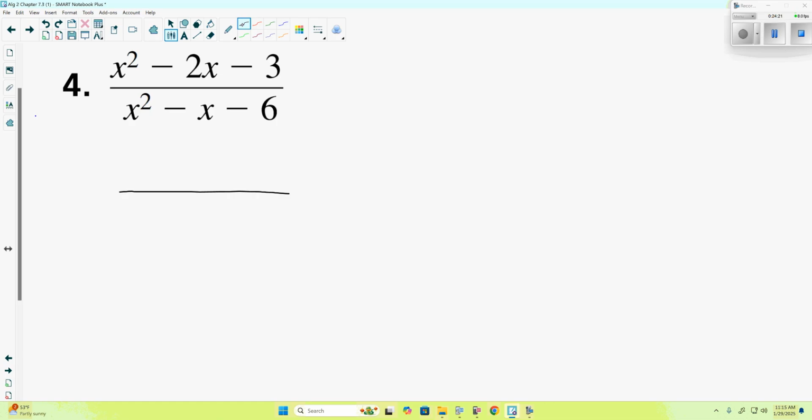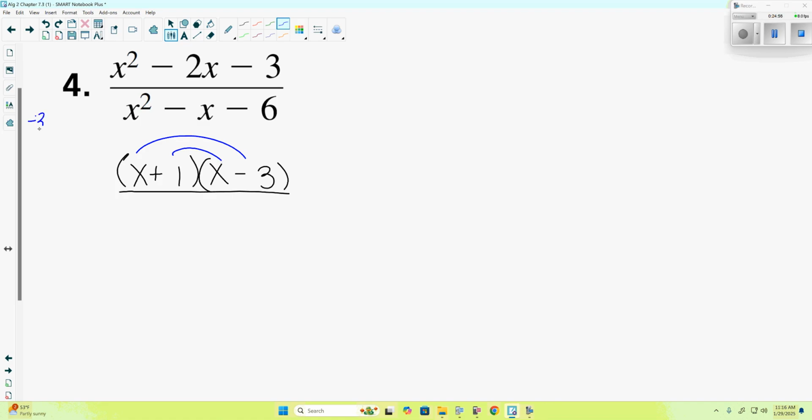So the top and bottom, we'll start with the top. X squared minus 2x minus 3. There is no greatest common factor between these three terms. Since the third term is negative, our signs are opposite. Factors of x squared would indeed be x and x, and factors of 3, 1 and 3. And we can check our middle term.